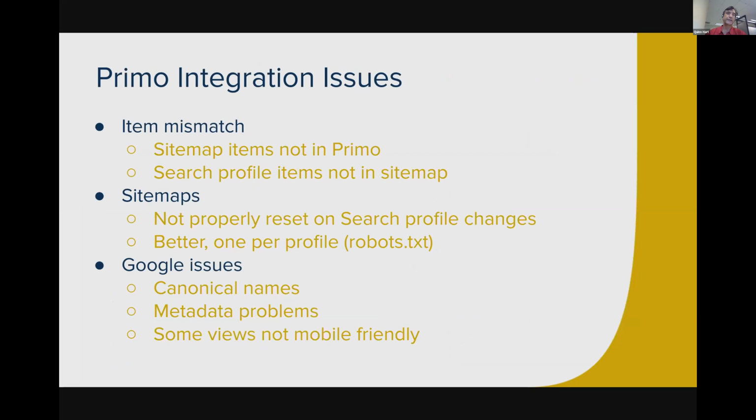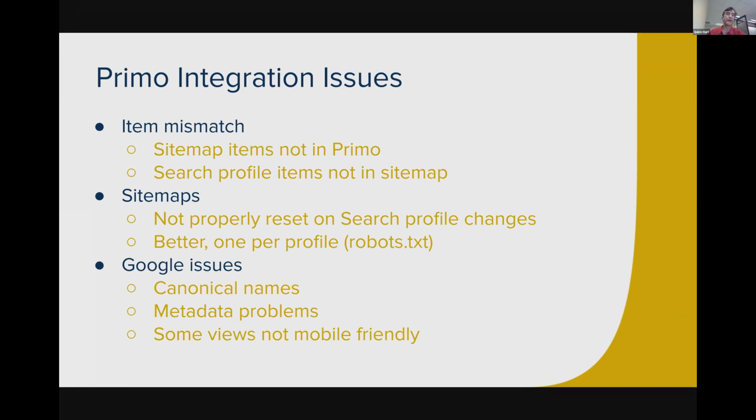So we've started using the integration and investigating how the SEO works so far, and we're kind of working through some execution issues with Primo currently. So some of them are that we find item mismatch. The sitemap will actually publish items, and when you go back and actually try to find them through the search interface, they don't exist at all. And we have the opposite problem too, where we have some items that we expect to see in the search profile that don't actually show up in the sitemap. And so we're still working on those things.